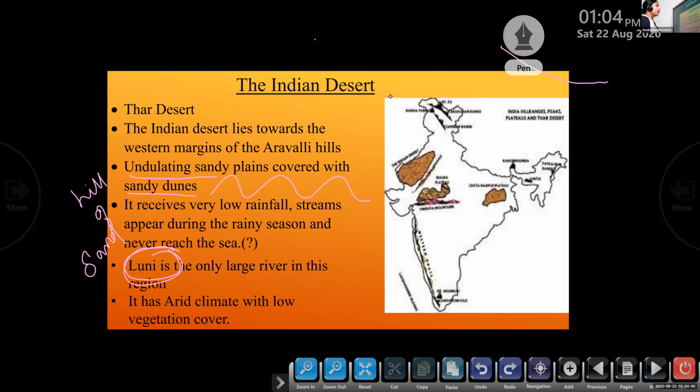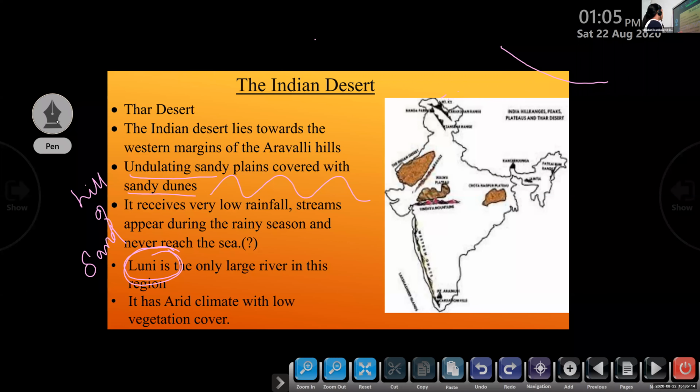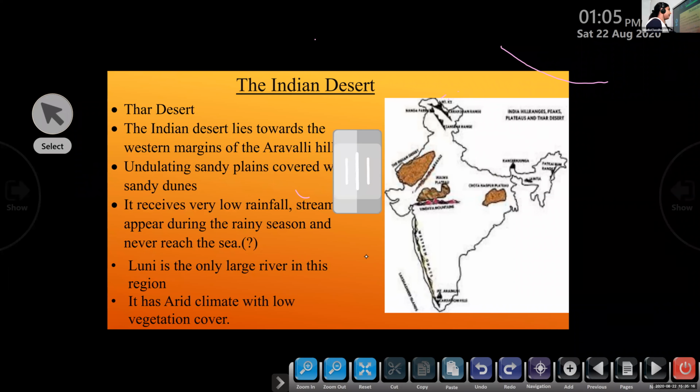The next important feature of the Indian desert is that it has an arid climate. What is the meaning of arid climate? Dry climate. Its climate is dry. The dry climate doesn't allow the growth of plants and animals in deserts. So we can see low vegetation cover in the Indian desert. Thorny bushes are found in the Indian desert.